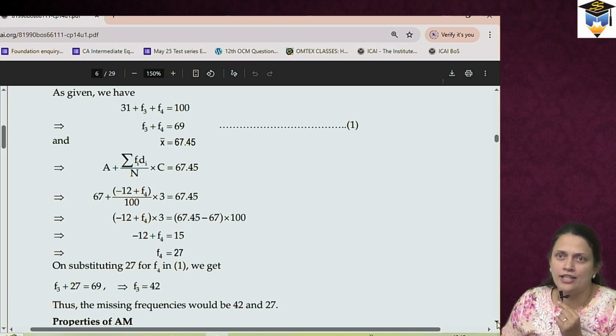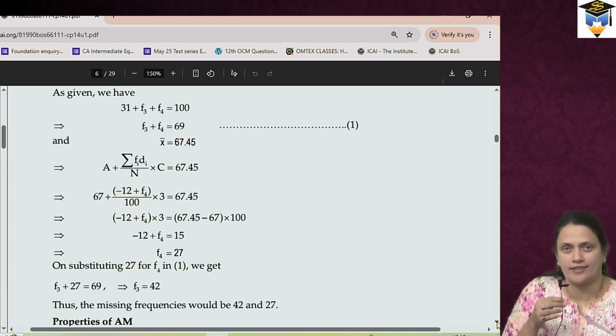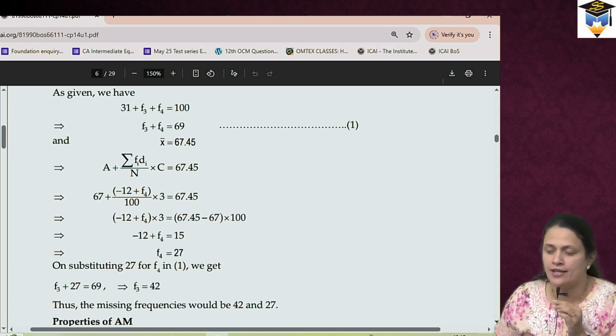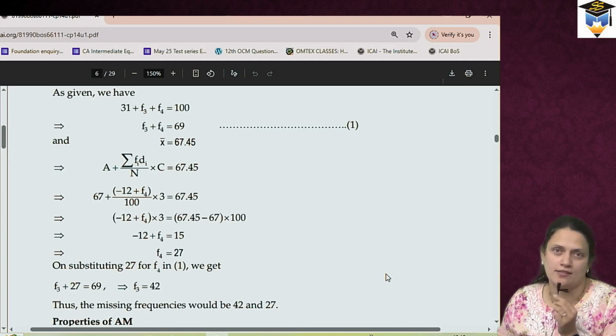Now we are going to study regarding properties of AM, arithmetic mean. They are very important. Properties are very favorite of ICAI. So please pay attention to all the properties. They are very, very important. Sums are asked based on the properties many a times. Applications are asked. Simple straight away sums are not asked.